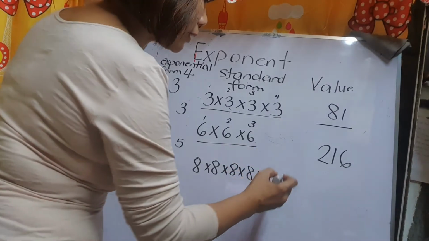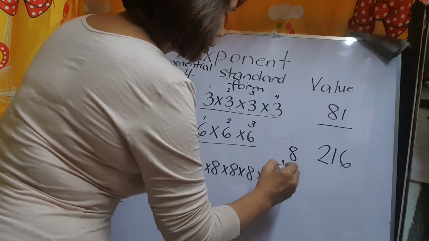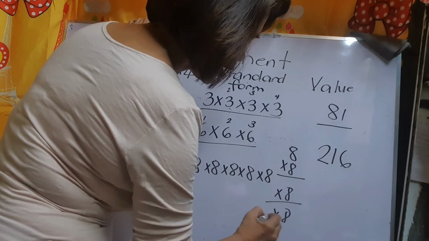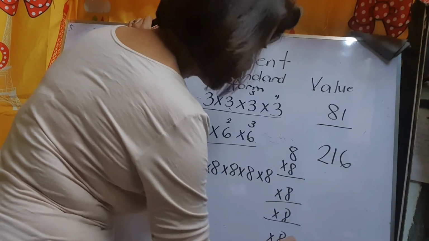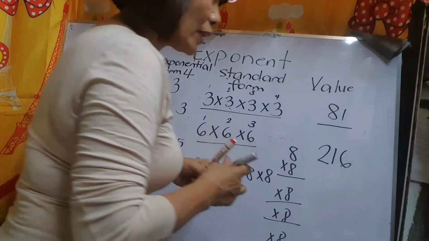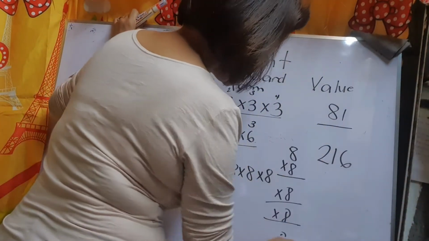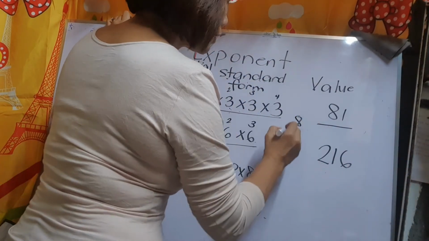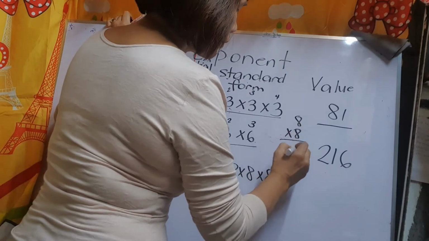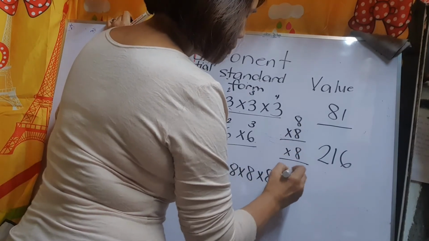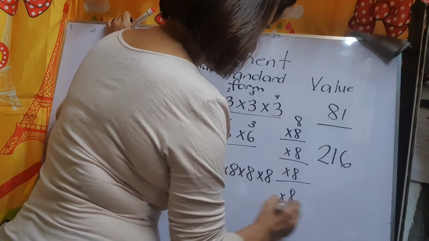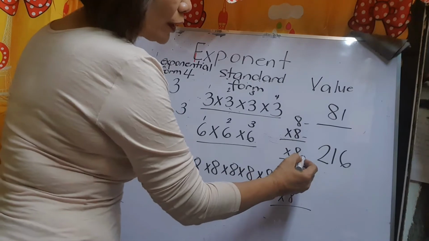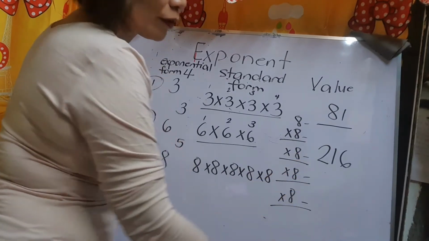So, how are we going to do that? 8 times 8 times 8 times 8 times 8. Okay, kita pa ba? Taasan natin ng konti. Masyadong mababa yung ginawa ni Ate Glo. Okay, so we have here 8 times 8 times 8 times 8 times 8. So this is 1, 2, 3, 4, and then 5.